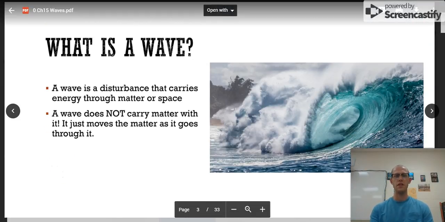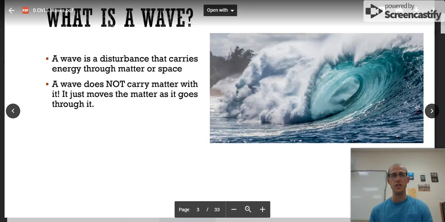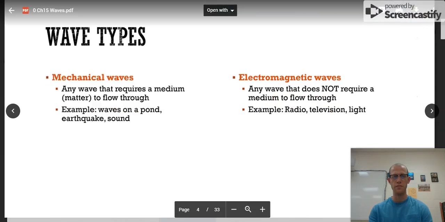So a wave is a disturbance that carries energy through matter or space. It doesn't carry the matter, but as the energy moves through, it moves or shifts the matter. It doesn't carry the matter with it, though. It's only energy moving through matter.